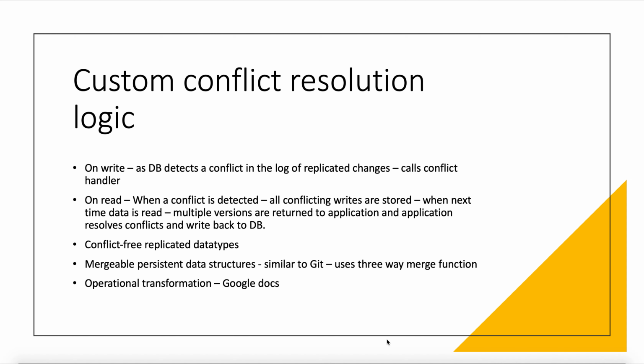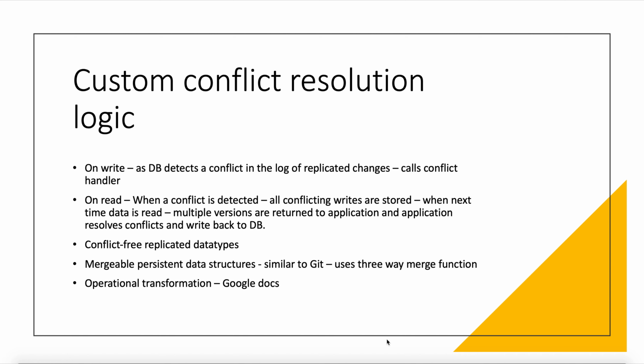So, most multi-leader replication tools allow us to write the conflict resolution logic using the application code, and that application code can be executed during write or during read. So, let us understand how that code is executed during write. As soon as the DB system detects a conflict in the log of the replicated changes, it calls the conflict handler. Now, let us see how it handles during read.